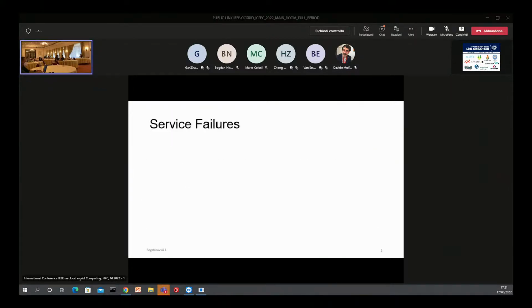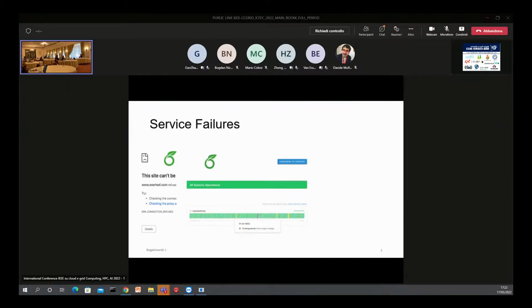Sorry about it. Okay, so I'll start with one story. At the end of January, I was writing something on Overleaf, in the mood and in the flow of writing. And this page popped up somehow. I had an issue continuing the work, and I started observing what the issue could be. I stumbled upon the status page of the Overleaf service.